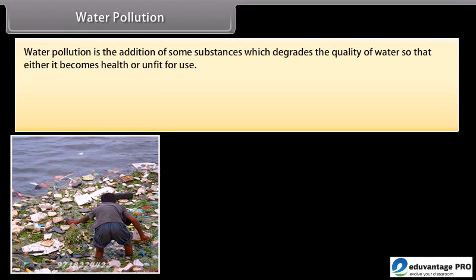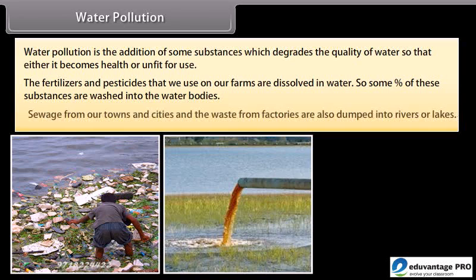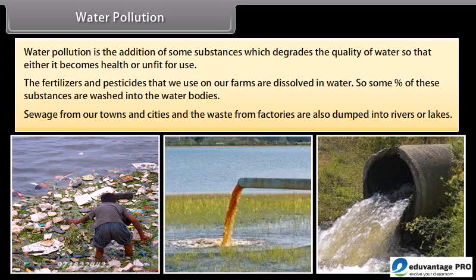Water pollution is the addition of some substances which degrades the quality of water so that it becomes unfit for use. The fertilizers and pesticides that we use on our farms are dissolved in water, so some percent of these substances are washed into the water bodies. Sewage from our towns and cities and the waste from factories are also dumped into rivers or lakes.